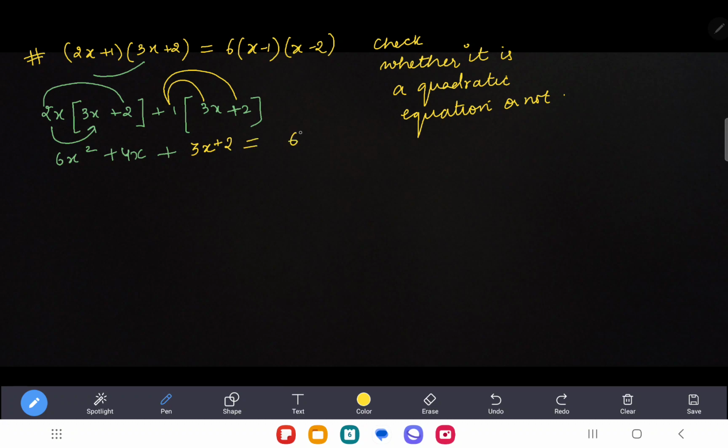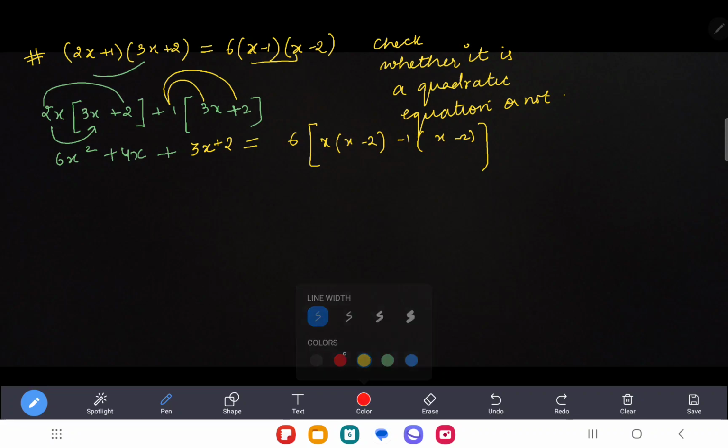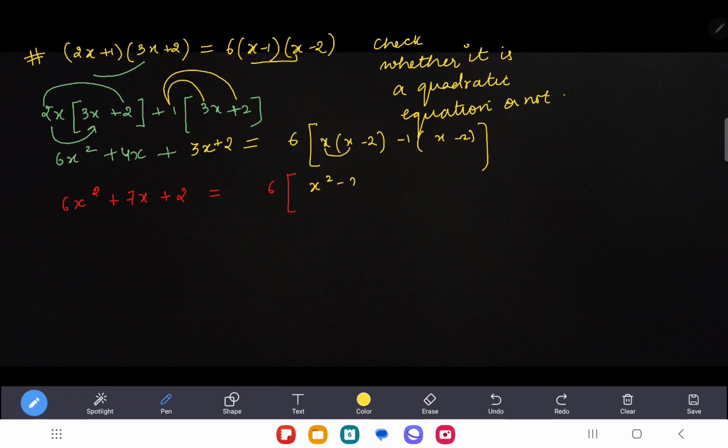Equals 6 times, and now multiply the brackets inside. x times x minus 2 minus 1 times x minus 2. So 6x squared plus 7x plus 2 equals what? x times x is x squared, minus 2x, minus 1 into x is minus x, and minus minus becomes plus 2. So we have 6x squared plus 7x plus 2 equals 6 times x squared minus 3x plus 2.